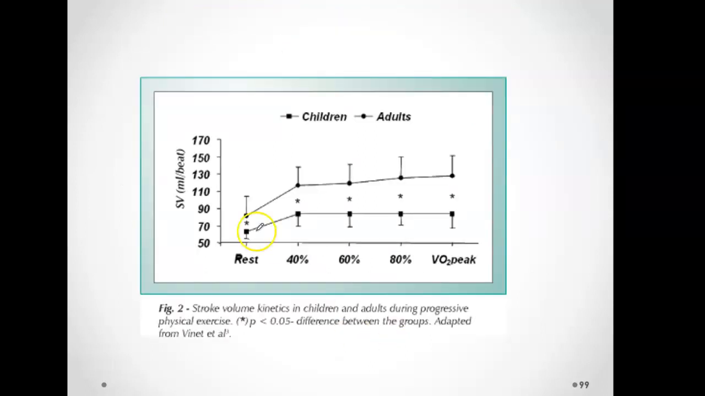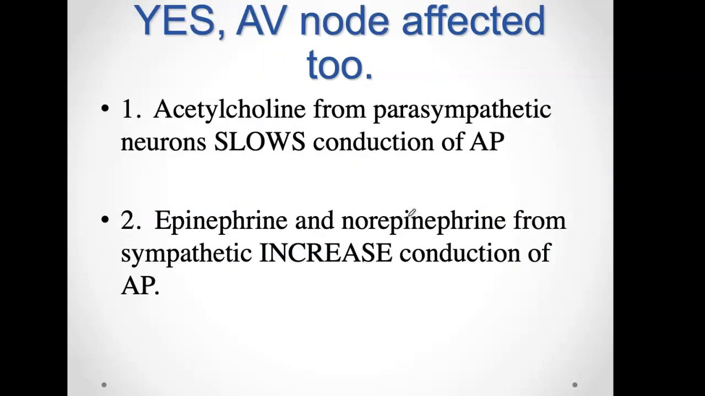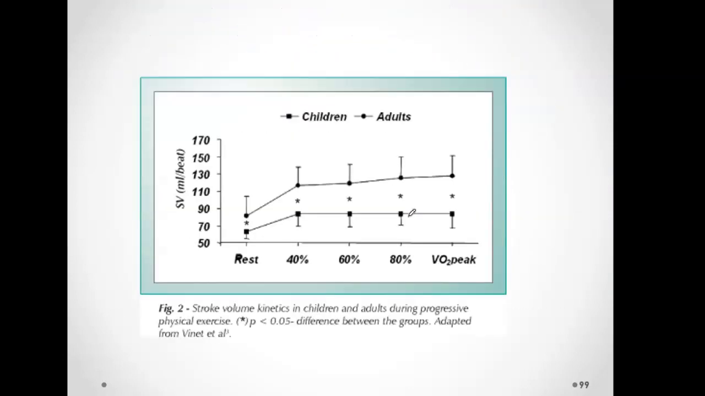This is a graph showing the stroke volume in kids and the stroke volume in an adult. Their heart rate is higher, so their stroke volume is lower. Okay, hope that's clear, the relationship between those two.